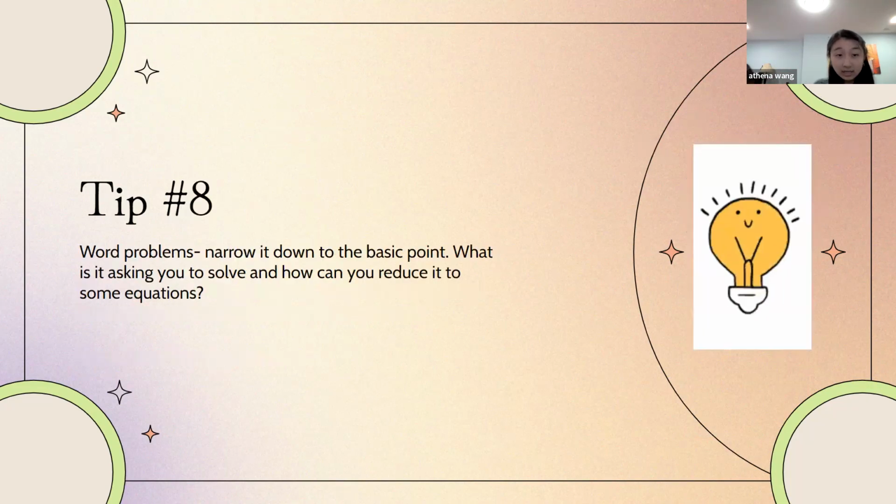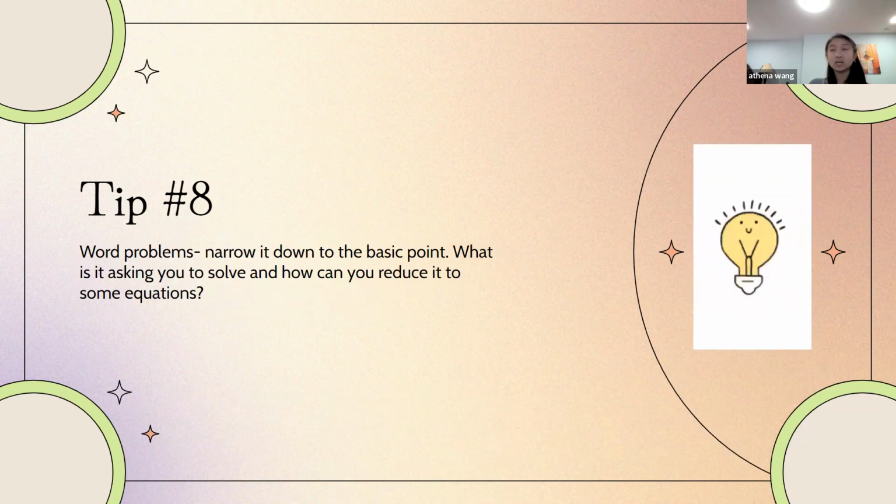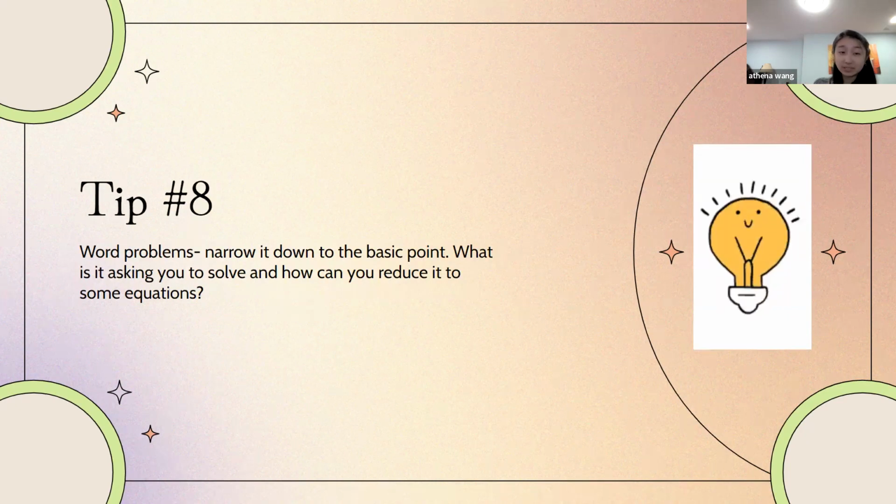Okay, tip number 8. For word problems, it's about boiling it down to the basic points. Make sure you know what you're trying to solve and how you can reduce these sentences into a few equations. For every variable you're given, or for every new thing you're introduced to that you need to use in the problem, try to make a variable if you need it and make equations with it.